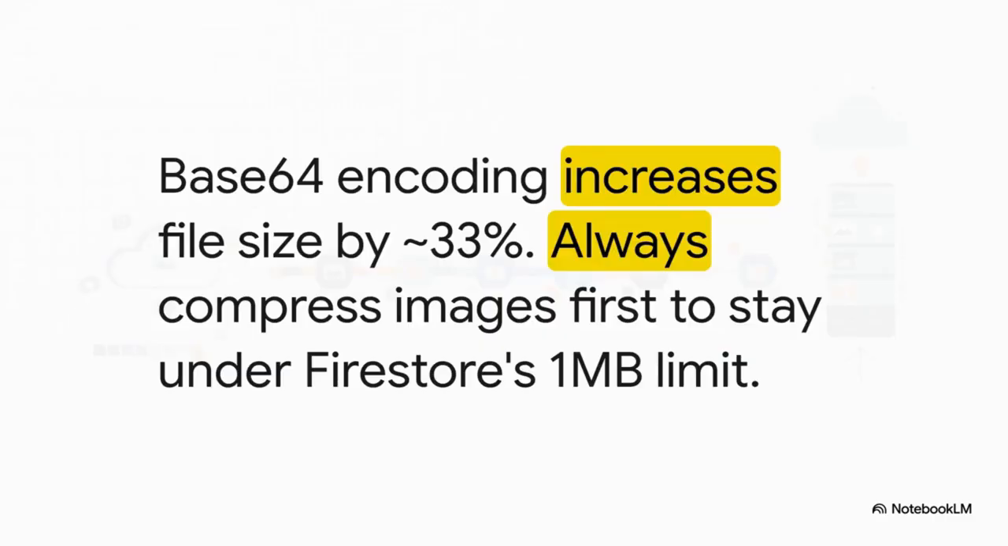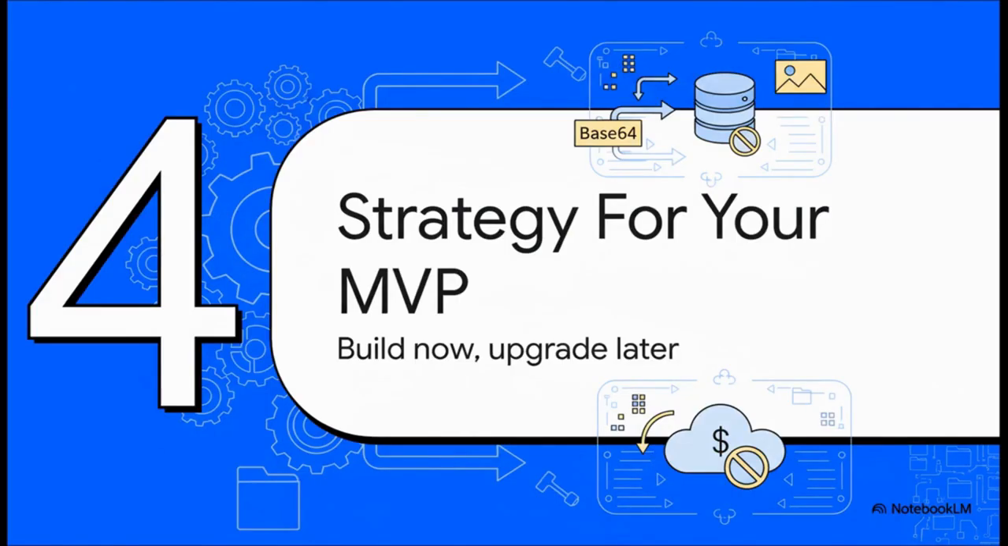Okay, I cannot stress this enough. This is the big gotcha, the trap that so many people fall into. When you convert an image to Base64, it actually gets bigger. About 33% bigger, in fact. So if you forget to compress it first, that 3 megabyte photo from someone's phone suddenly becomes a 4 megabyte string of text, which will completely blow past Firestore's 1 megabyte limit. So please, always compress first. You can use a simple library to shrink the image down to something manageable, like 200 kilobytes, before you do anything else.